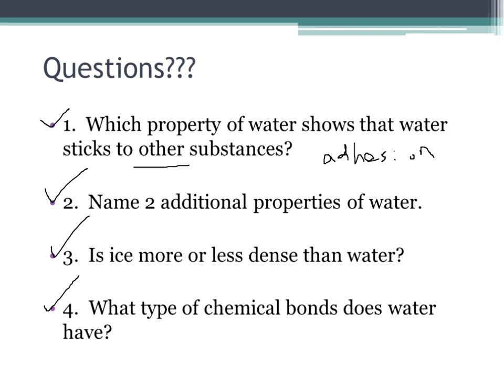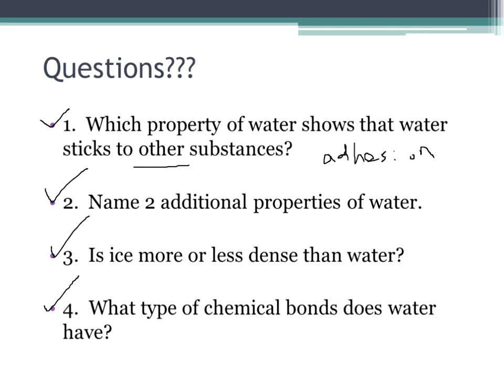Can you name two other properties of water for number 2? Good job, Ciara. Polarity, it's a polar molecule. Density, it is more dense as a liquid. Surface tension is another one. Good. That means it has a high ability to break the surface of water. Polarity, density, surface tension. Universal solvent, there's another one. It dissolves many different things.